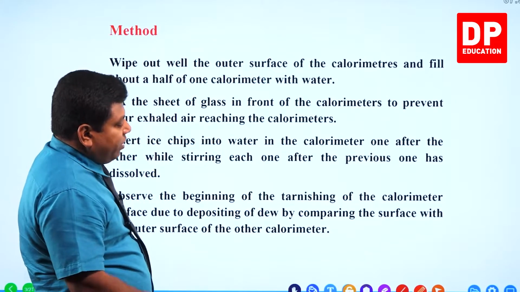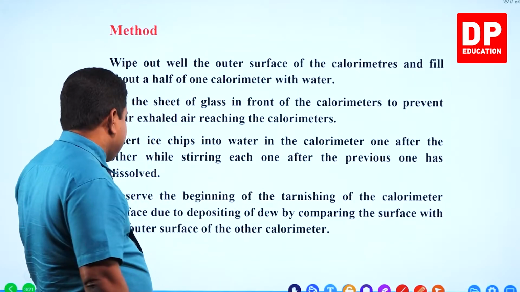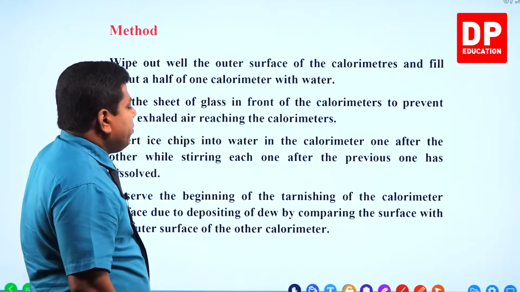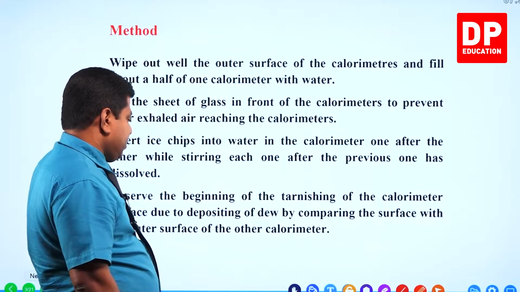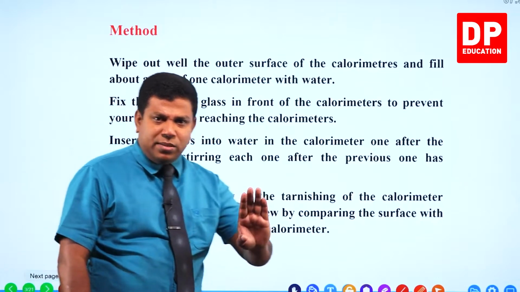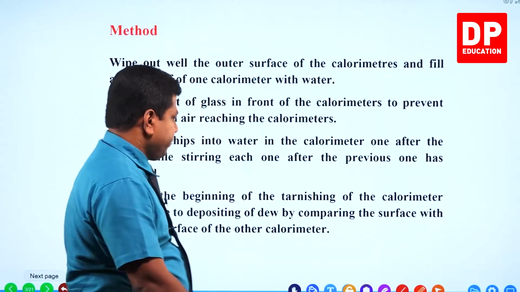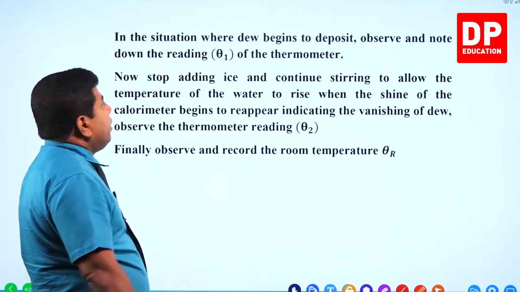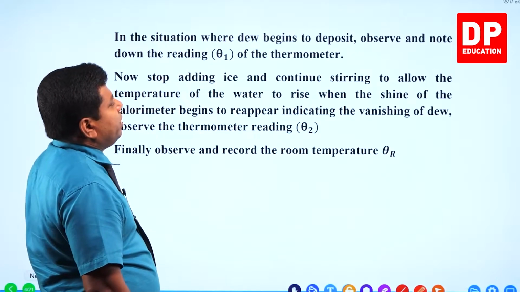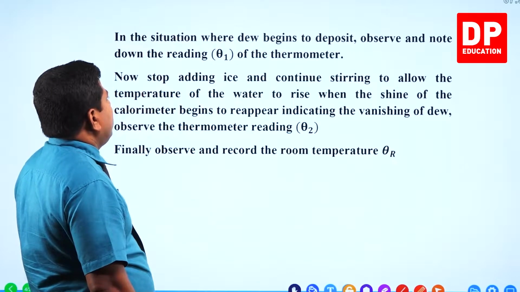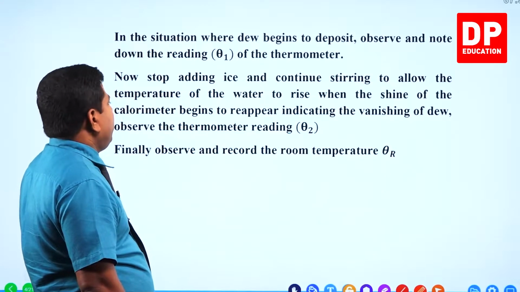Observe the beginning of tarnishing of the calorimeter surface due to depositing of dew by comparing the surface with the outer surface of the other calorimeter. Just for comparison purposes only, we have the other calorimeter. In the situation where dew begins to deposit, observe and note down the reading θ1 of the thermometer.